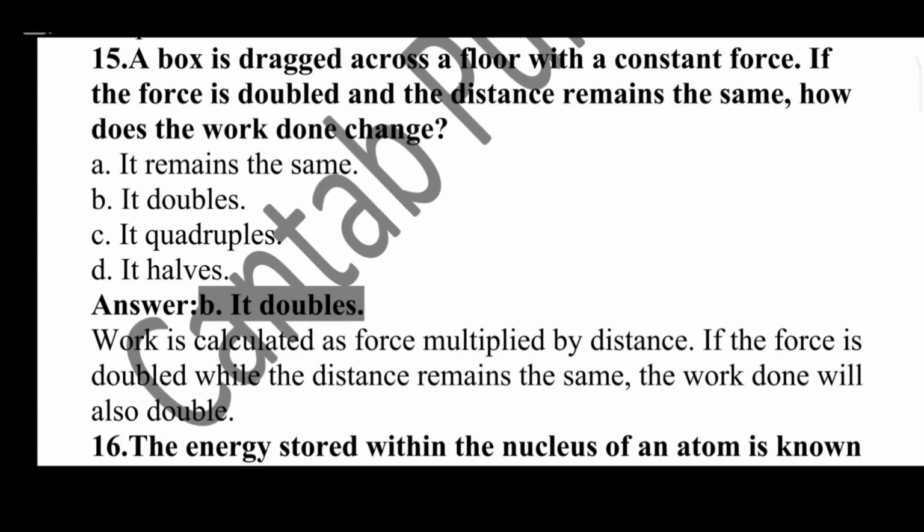Question number 15. A box is dragged across a floor with a constant force. If the force is doubled and the distance remains the same, how does the work done change? Option A, it remains the same. Option B, it doubles. Option C, it quadruples. Option D, it halves. So the correct option is it doubles.